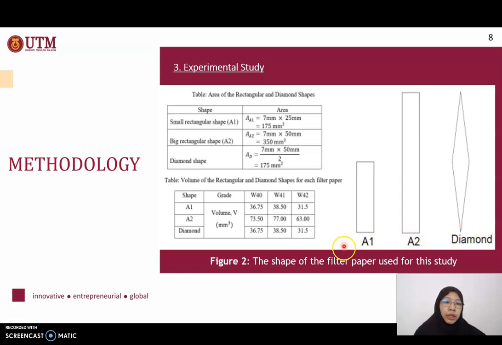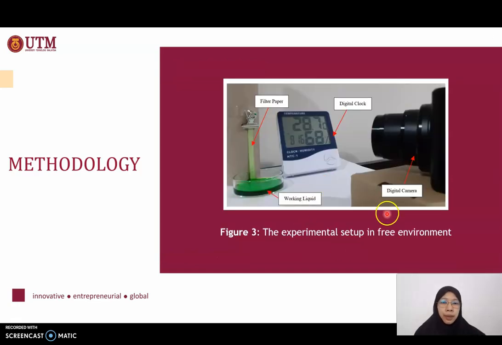Okay, this is the vertical condition. The A2 is double A1, and the A1 and the diamond are actually the same area, same type, same volume. And then we want to know the effect of this shape. Okay, this is how the experiment was conducted.